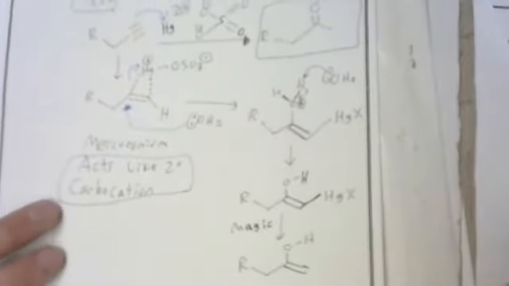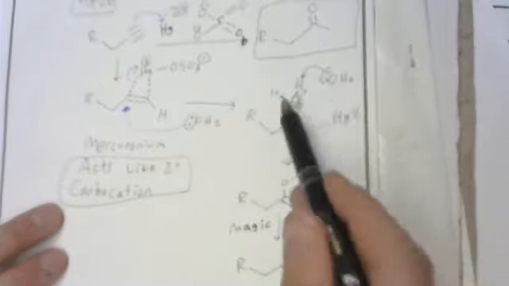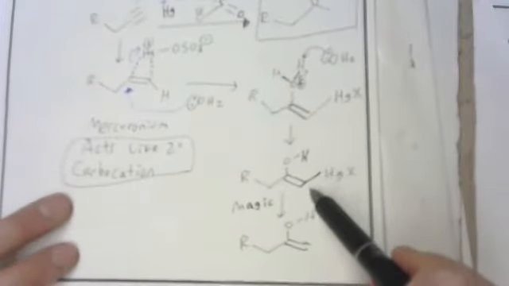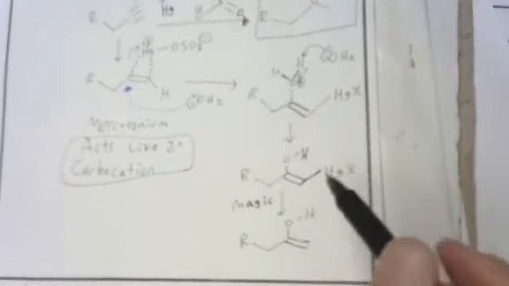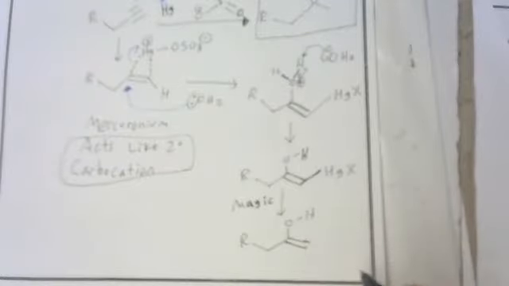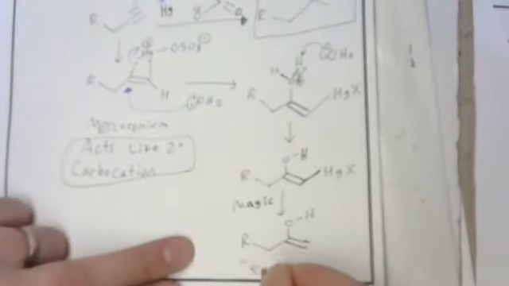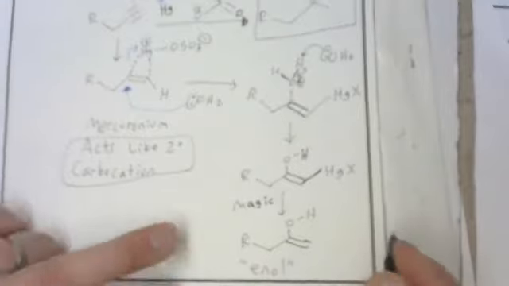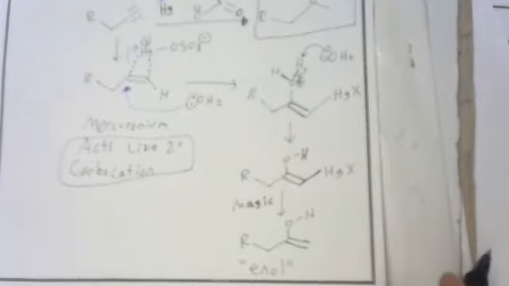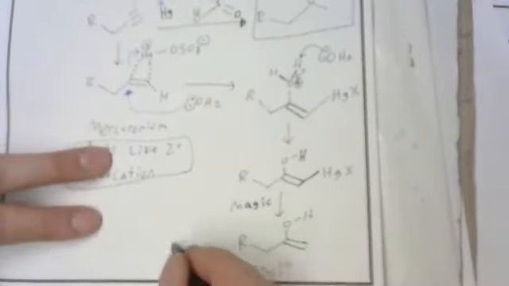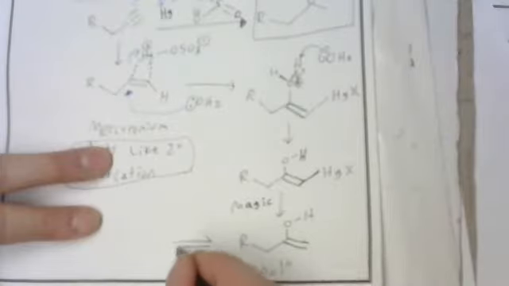So it's just a couple steps. Make the mercuronium, lose a proton, lose the mercury. We have this thing. This thing is called an enol. Why is it called an enol? Because it's an alkene with an alcohol on it, right? So this thing will just equilibrate to the final product.